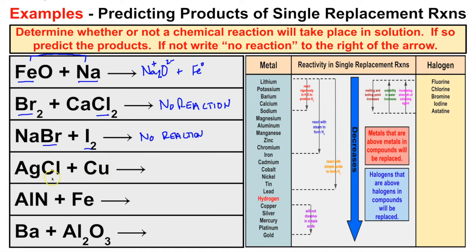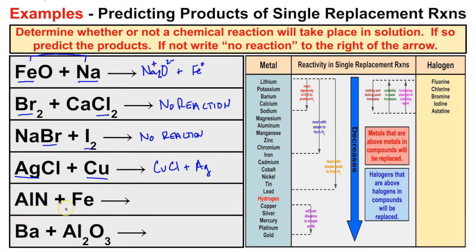Let's take a look at this example right here. We have silver chloride reacting with copper metal. So will a chemical reaction take place? Well, if copper is above silver on our metals list on the reactivity series, then absolutely. So here is copper right here. Silver is right below it. So copper is above it. And so we're going to end up having copper 1 chloride plus silver metal as our 2 products of this single replacement reaction.